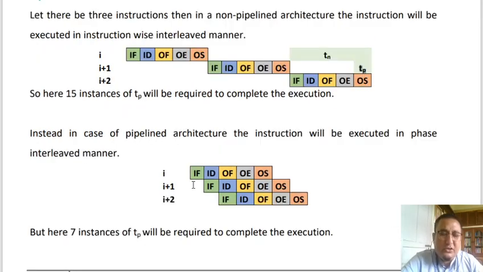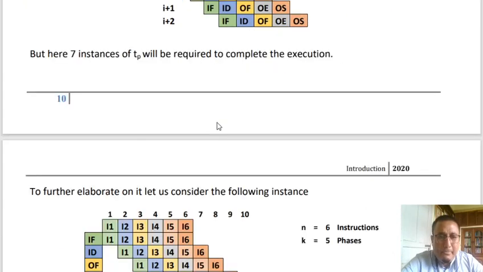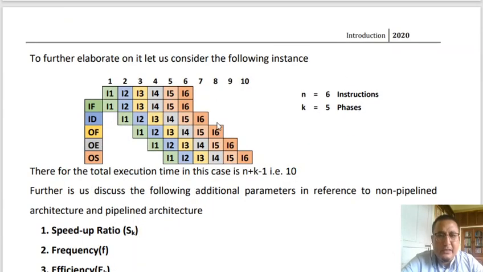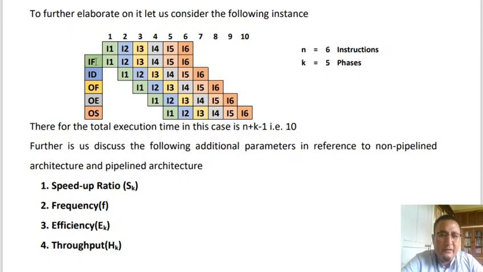So you see the instruction throughput in case of pipelined architecture is considerably higher compared to the instruction throughput in case of non-pipelined architecture. Now, to further elaborate, let us consider the following instance. There are 5 phases: instruction fetch, instruction decode, operand fetch, operand execute, and operand store. On the other dimension, we have the timestamp. We have 10 units of time across which 6 instructions, I1, I2, I3, I4, I5, and I6, are executed.